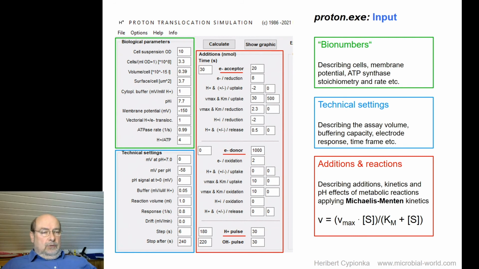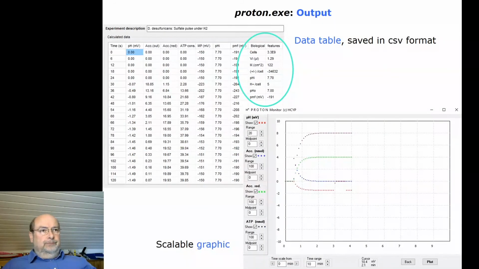And what does the program deliver to you? The output is a data table that can be saved in a CSV format, so it can be read by any text editor or spreadsheet program like Excel or so. And it will show the pH, it will show the electron acceptor that is still there, it will be the reduced form. In case of sulfate, it would be H2S or sulfide.